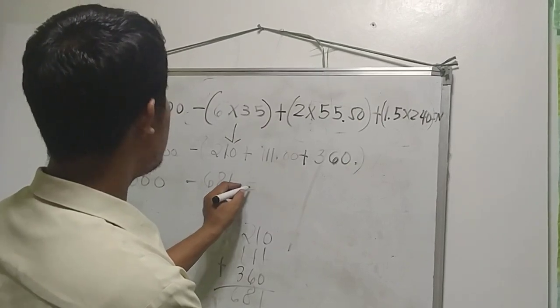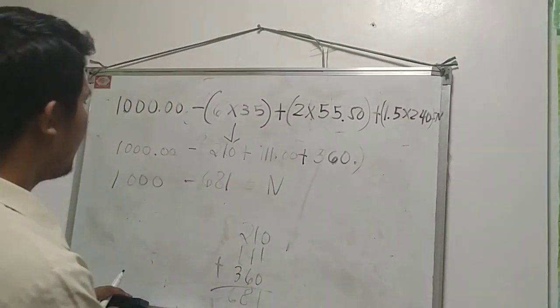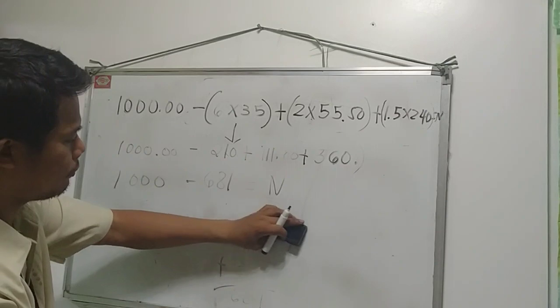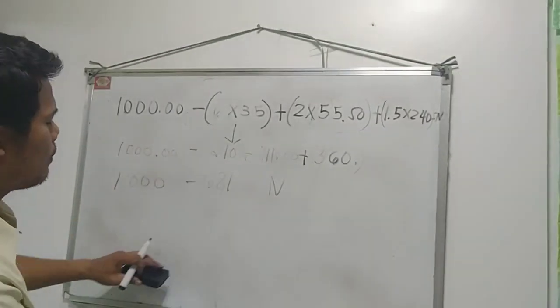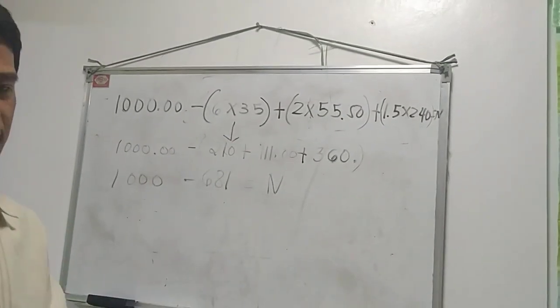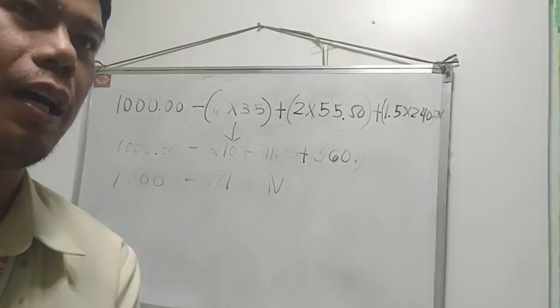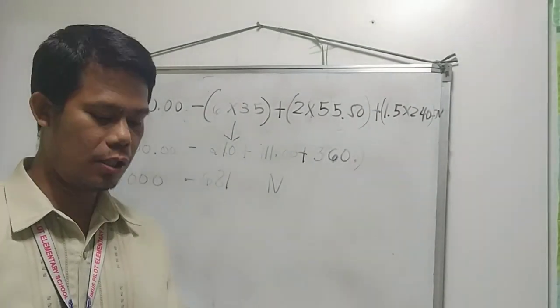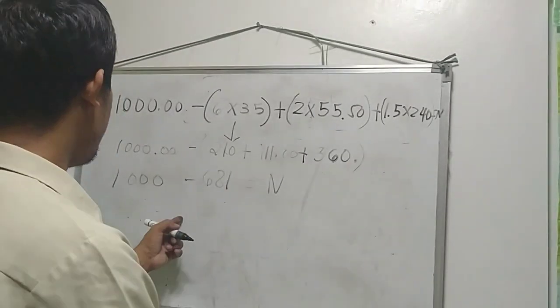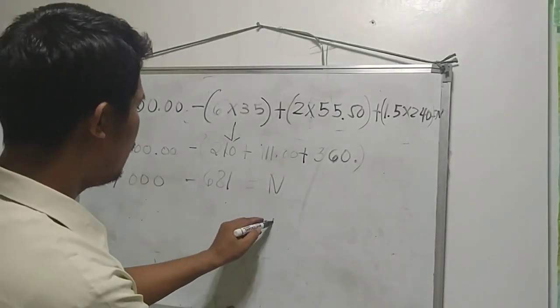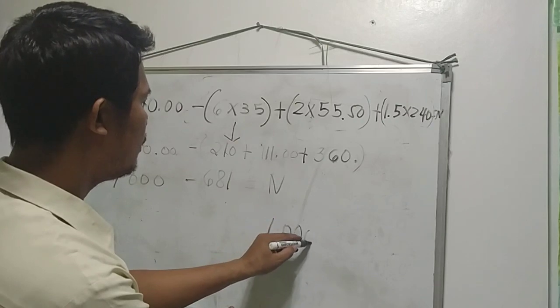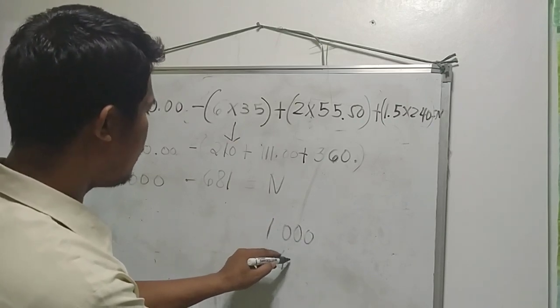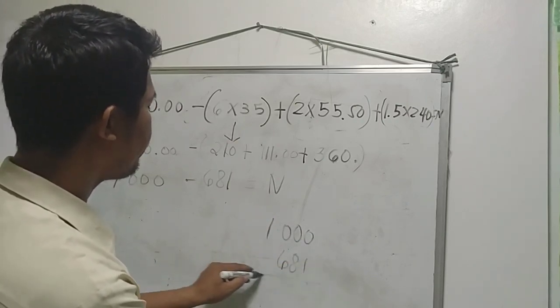minus 681. So, that is it. That will be Jade's change after she paid for all the items that she bought. Okay, so we are going to subtract 1,000 minus 681.